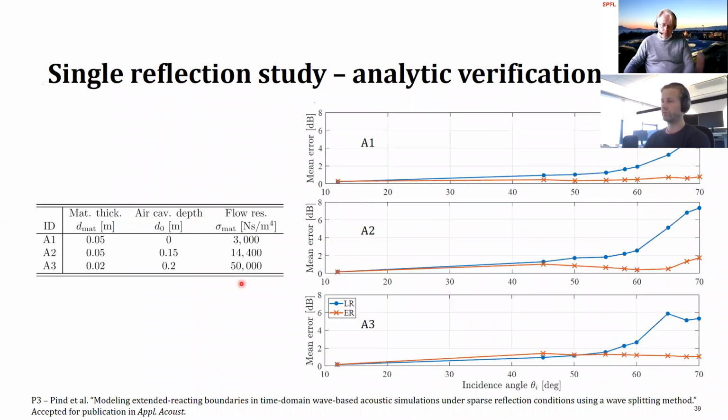If we look at the errors for all incidence angles considered, then we see indeed that when we use the local reaction assumption, we get large errors for the high incidence angles in all cases, whereas the errors remain low when we use the extended reaction approach.